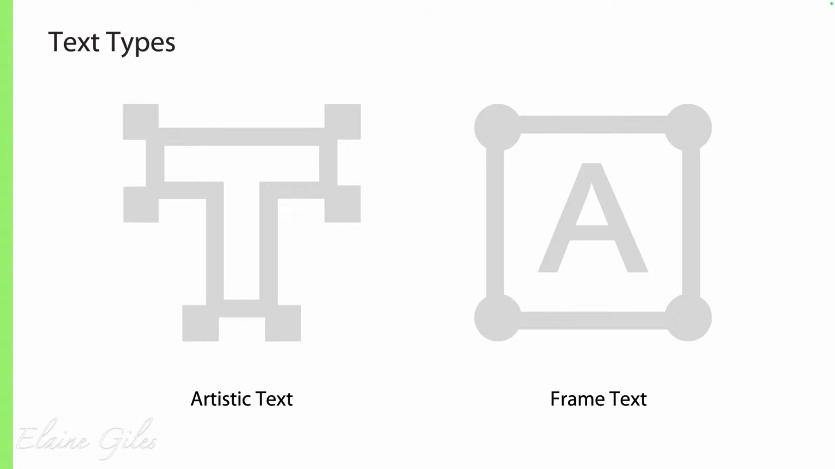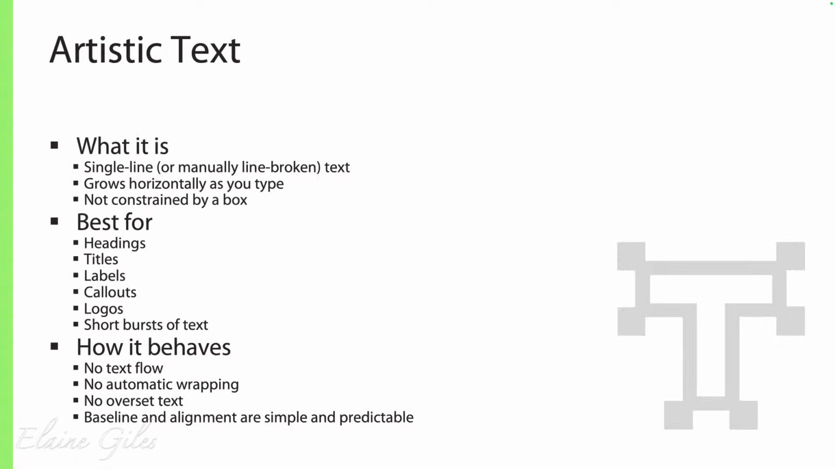Now then, inside Affinity, you have different types of text. You have artistic text and you have frame text. You also have text on a path, which is a variant of artistic text. And those two distinct types of text are not interchangeable as much as you may like to think they are. Each serves a distinct purpose. So artistic text tends to be for headings or titles. Labels may be call-outs. You may decide to use artistic text in a logo. It really is intended for small chunks of text.